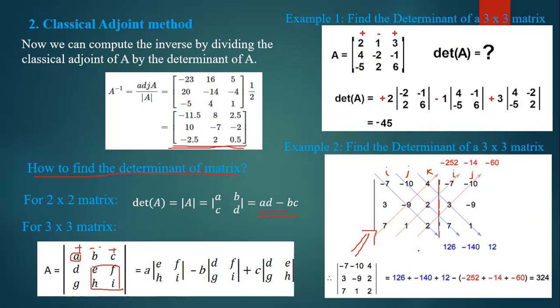So we'll add up all of these values. These terms are all taken as positive, and these terms are taken with a minus sign. So subtracting, that gives 326. So that is the way we can find the determinant of a 3 by 3 matrix.